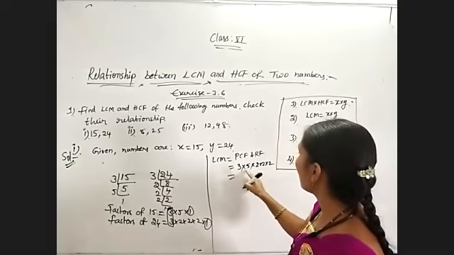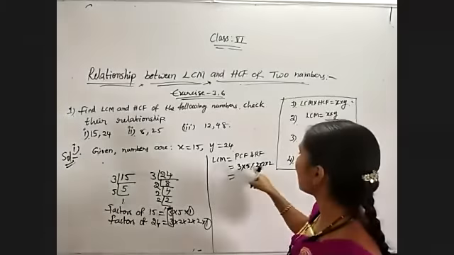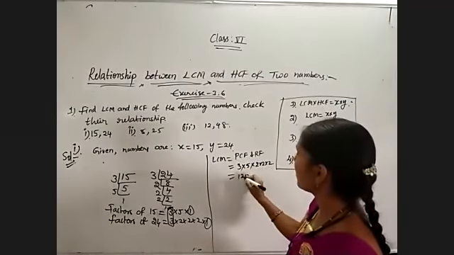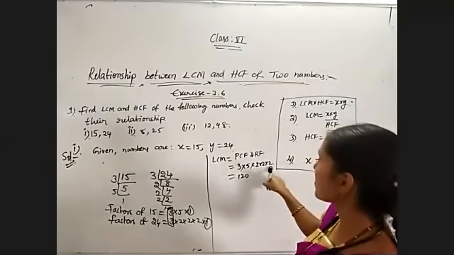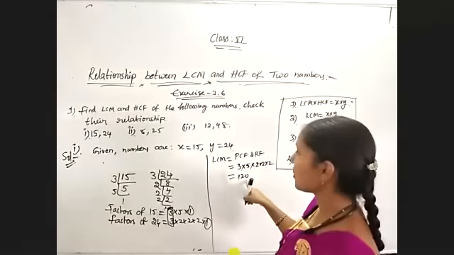So now, 5 2s are 10, 10 3s are 30, 30 4s are 120. Or, 3 5s are 15, 15 2s are 30, 30 2s are 60, 60 2s are 120. Okay, the LCM I got is 120.